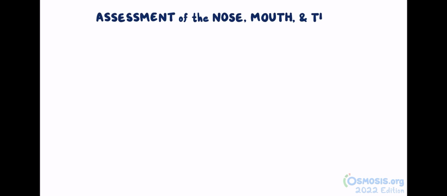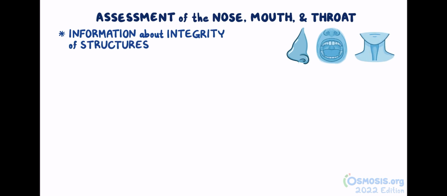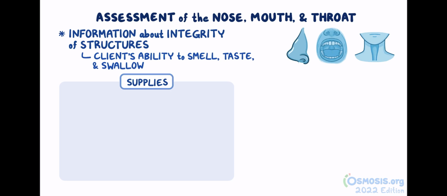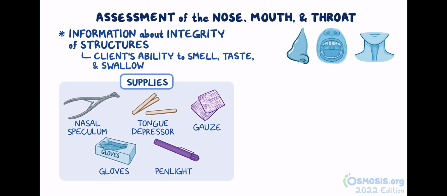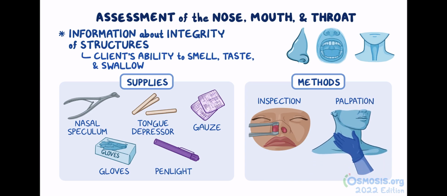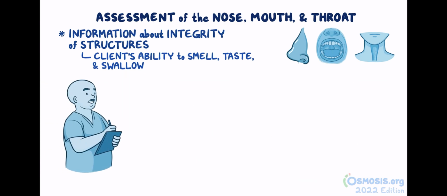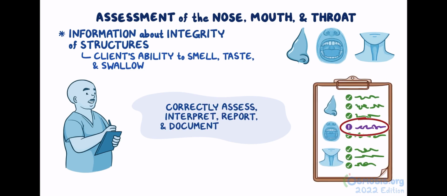Alright, as a quick recap, assessment of the nose, mouth, and throat provides the nurse with information about the integrity of these structures, as well as the client's ability to smell, taste, and swallow. Supplies you'll need for the nose, mouth, and throat examination include nasal speculum, tongue depressor, gauze, gloves, and a penlight. The methods of nose, mouth, and throat assessment include inspection and palpation. As the nurse, it's your responsibility to correctly assess, interpret, report, and document your assessment findings.